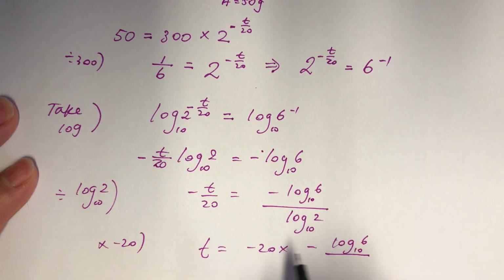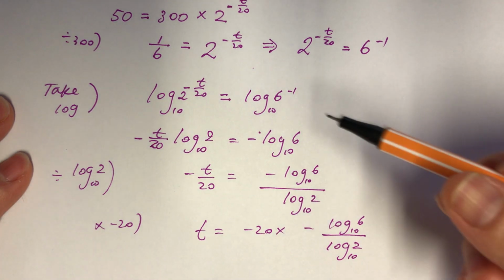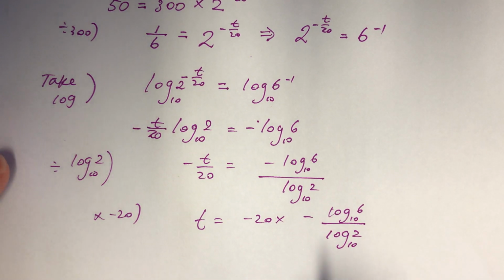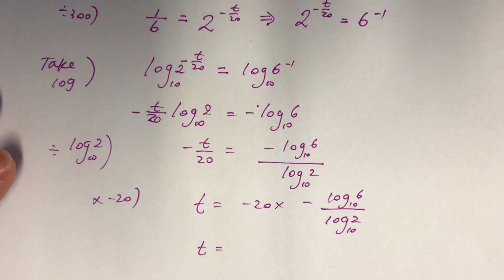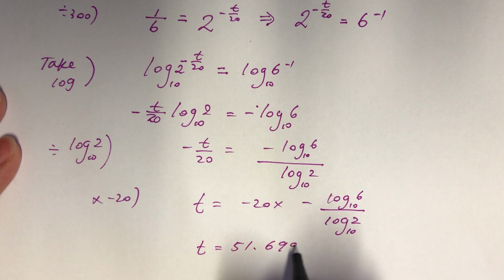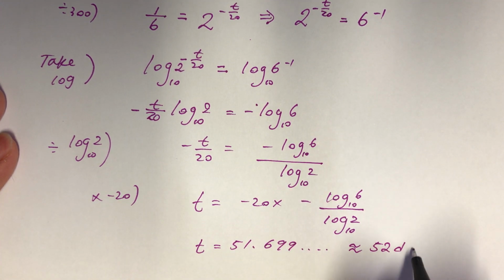Don't do calculation before you put it all in. Why? Because you will get decimals if you do it in the middle, and then you lose some numbers, so it's not as accurate. So just write it down and then use a calculator at the very end. Okay, so if you do that, you will get 51.699... Now that will be roughly 52 days.